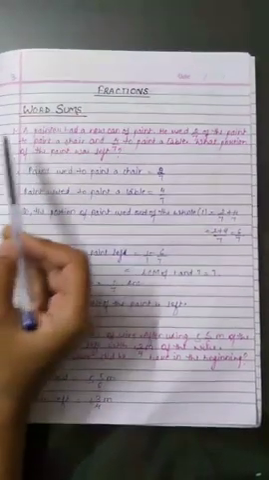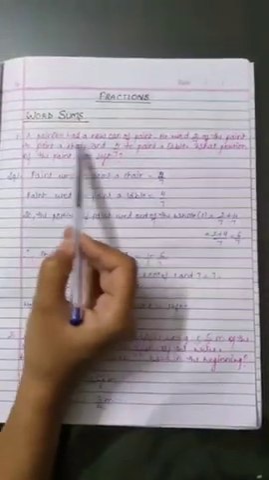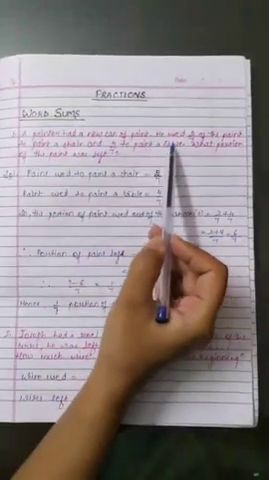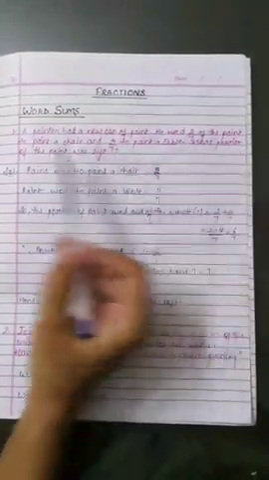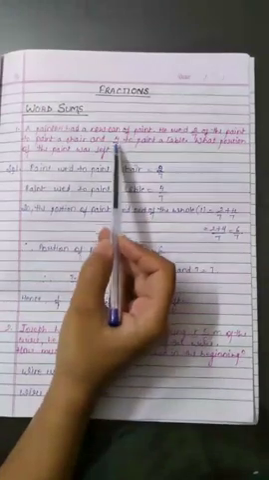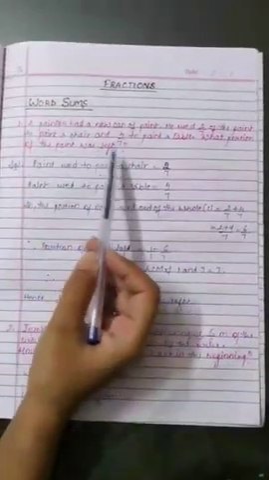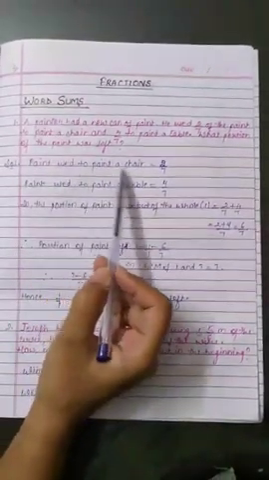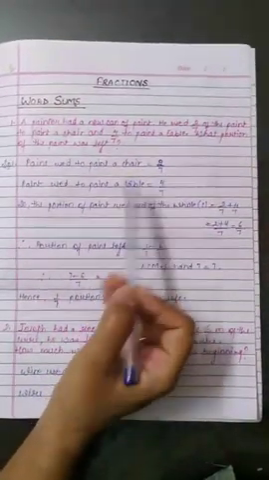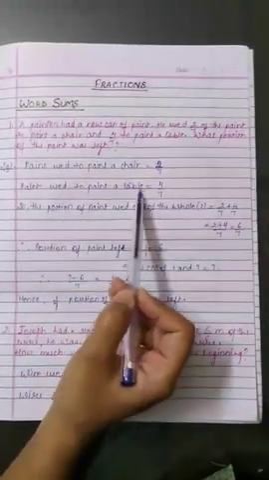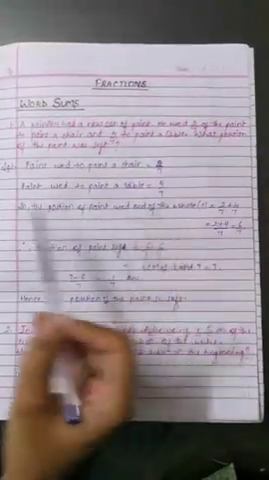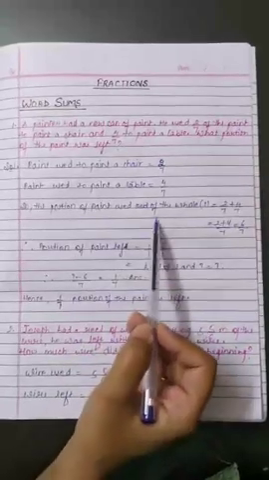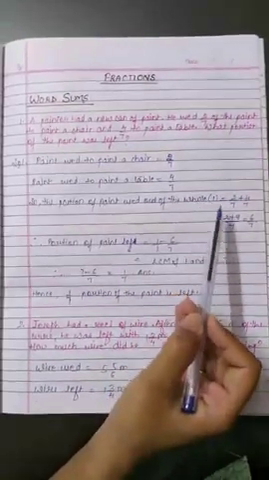Word sums. Example 1. A painter had a new can of paint. He used 2/7 of the paint to paint a chair and 4/7 to paint a table. What portion of the paint was left? Now the solution will be: paint used to paint a chair is 2/7, and paint used to paint a table is 4/7. So the portion of paint used out of the whole means 1.